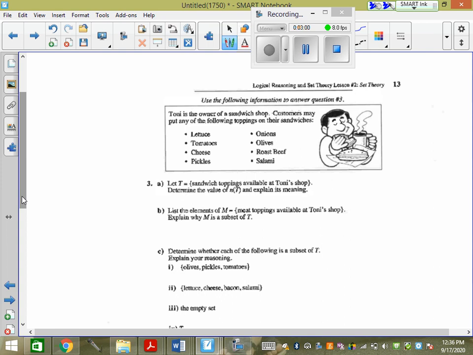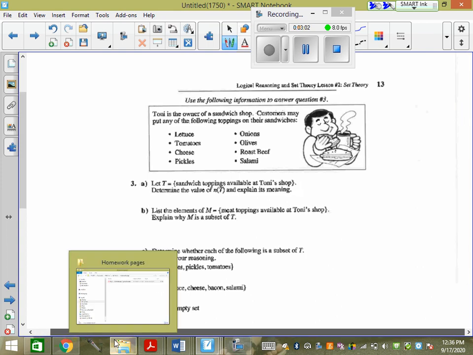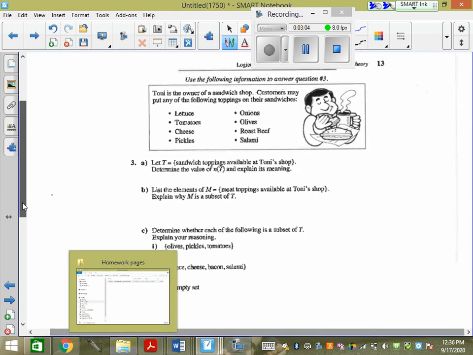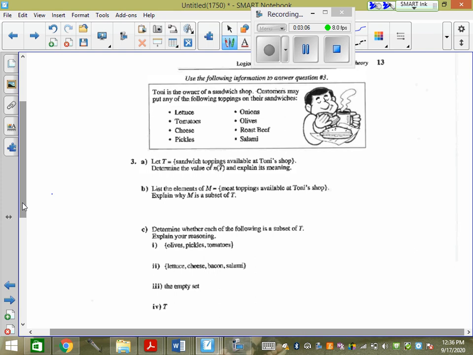Let me go to this one. Tony is an owner of a sandwich shop. Customers may put any of the following toppings on their sandwiches: lettuce, tomatoes, cheese, pickles, onions, olives, roast beef, and salami. Let T equal the sandwich toppings available at Tony's shop. Determine the value of n(T). What does n(T) mean?